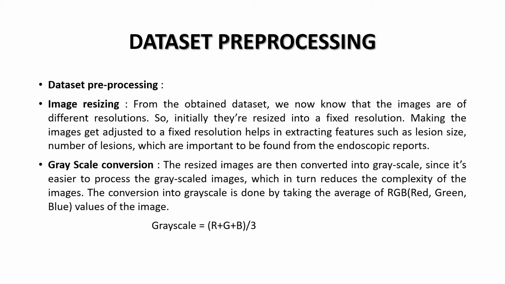The second part is grayscale conversion. The resized images are then converted into grayscale since it is easier to process grayscale images, which in turn reduces the complexity of images. The conversion into grayscale is done by taking the average of the RGB, red, green, blue values of the image.